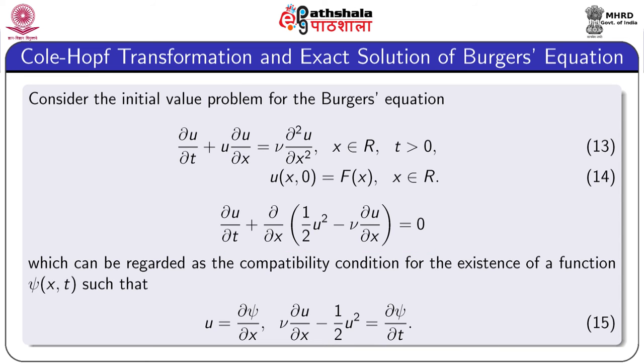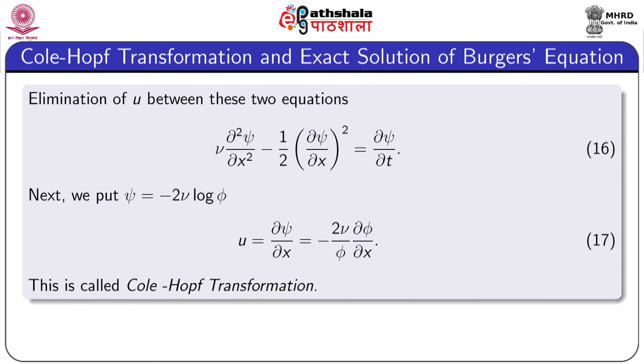This can be considered as the compatibility condition for the existence of the function psi such that u can be written as ∂psi/∂x, and the term within the bracket, that means nu ∂u/∂x minus half u squared, equals ∂psi/∂t, which are written in equation number 15. Now, if we eliminate u from the two equations in 15, we get an equation in terms of psi, which is written in equation 16: nu ∂²psi/∂x² minus half (∂psi/∂x) squared equals ∂psi/∂t.